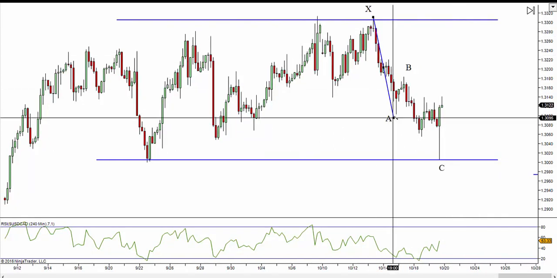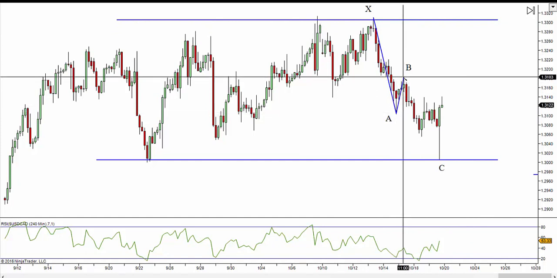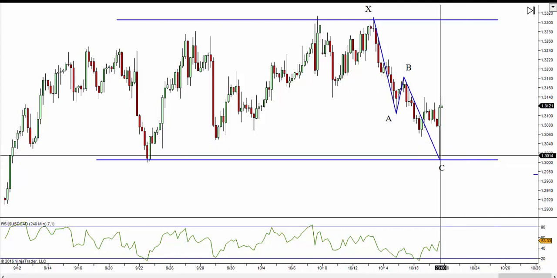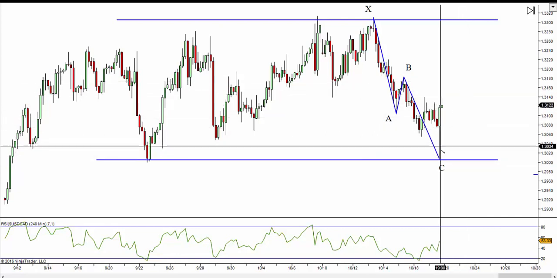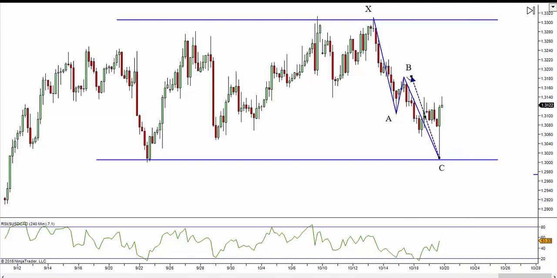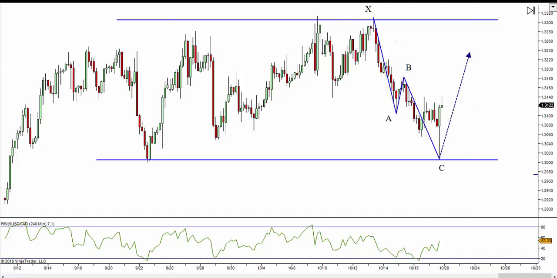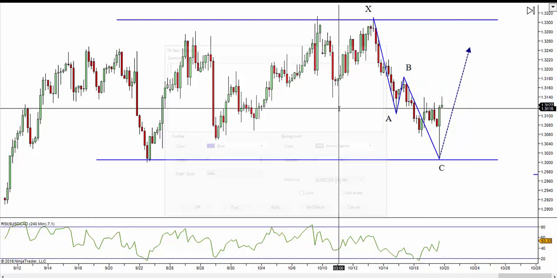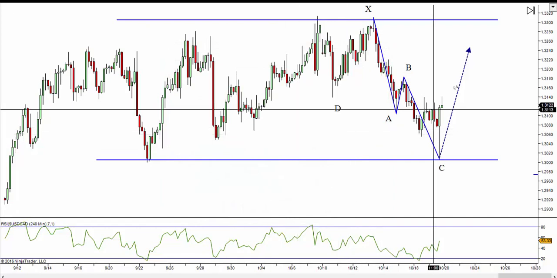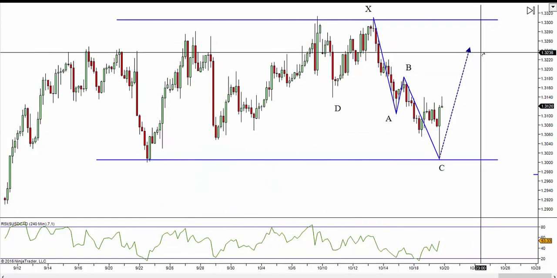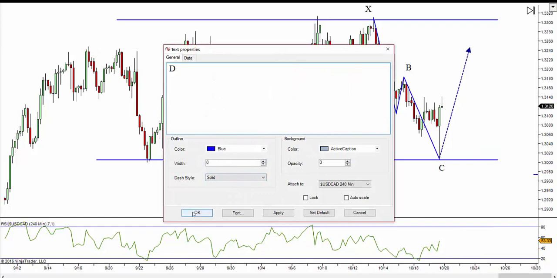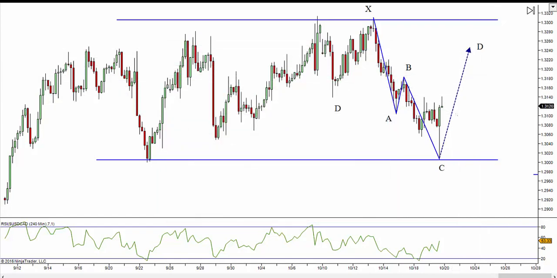We can draw in that there. X to A to B, B to C. We were looking for a move back up, passing the B point here, a retracement back up here somewhere, weren't we? So we can take our Fibonacci retracement tool from the X all the way down to the C, and we're looking for the 78.6. So now we know that if price gets up to the 78.6 from here, we have a valid Cypher pattern.